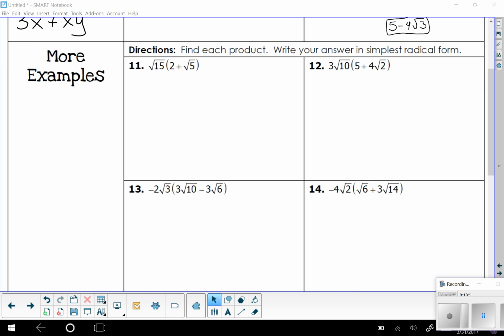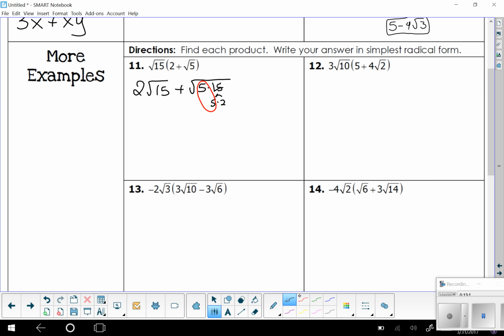So for these, what you need to do is take the square root of 15 and distribute it through, so it'll look like this. 2 square root 15 plus the square root of 5 times 15, break this down as 5 times 2. So that's a pair, that's a singleton. If we rewrite, we get 2 square root 15 plus 5 square root 2. That's your answer. Can't combine.